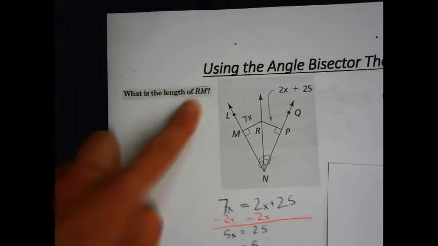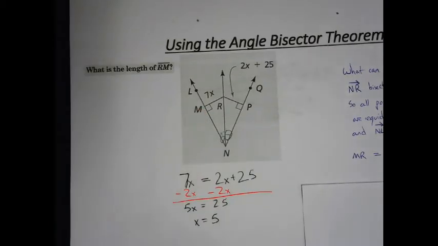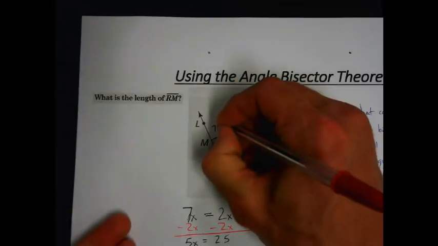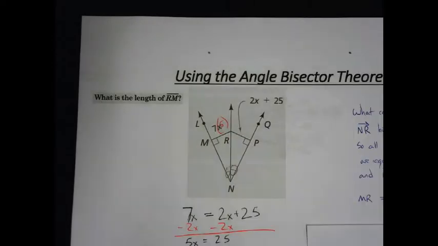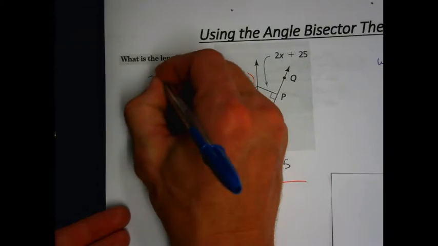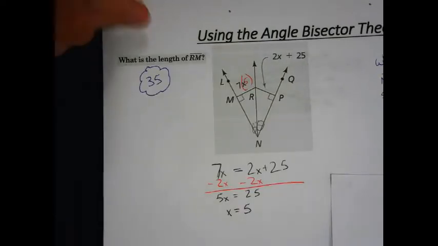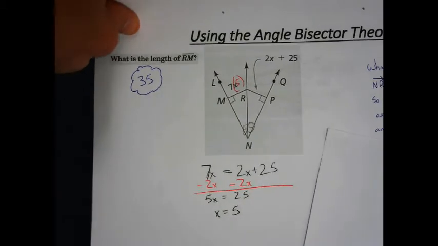Well, where is segment RM? There it is. It's 7x. But we found out what x is. X is 5. 7 times 5 is, of course, 35. And so we know the answer is 35 units. Yay! That's using the angle bisector theorem. Mr. Katz, is there more? Yeah! Let's do another one.